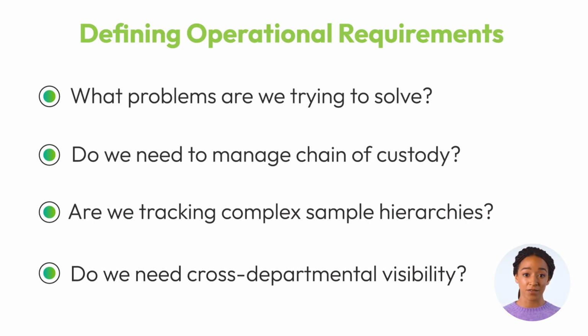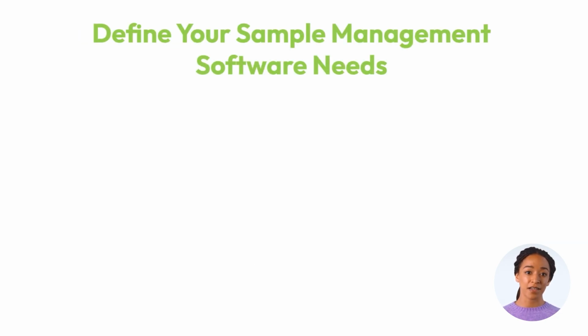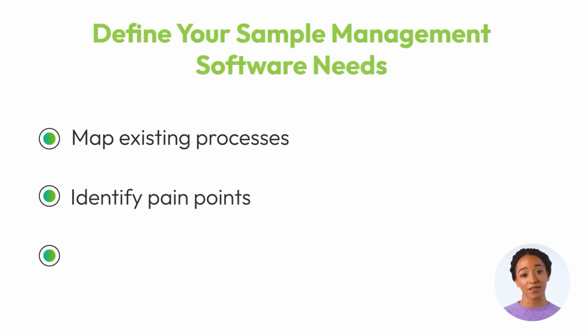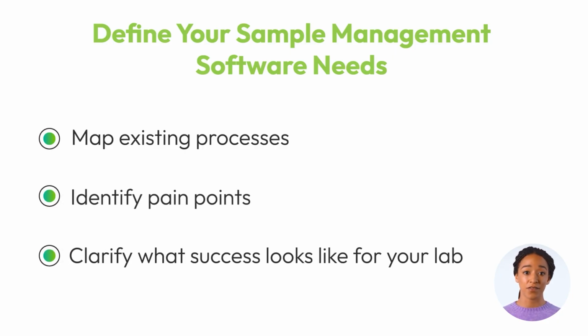Understanding how your lab handles samples, from collection and labeling to processing, storage, and reporting, is the only way to ensure the system you choose fits your real-world workflows. Failing to define your requirements early leads to costly gaps later, features you thought were included but aren't, or workflows that your team ends up managing with clunky workarounds. Start by mapping your existing processes, identifying pain points, and clarifying what success looks like for your lab.